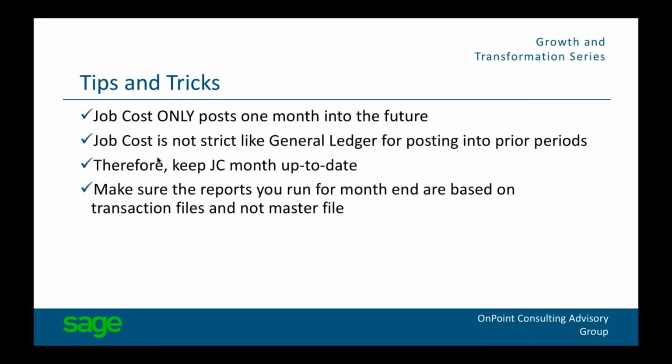because you might be in June for the month in job costs, but then somebody enters something for May. When it goes to job cost, it's going to post. It's not like that prior month is closed, so that it doesn't take entries. It will take it and post it. So we want to keep job cost month up to date.